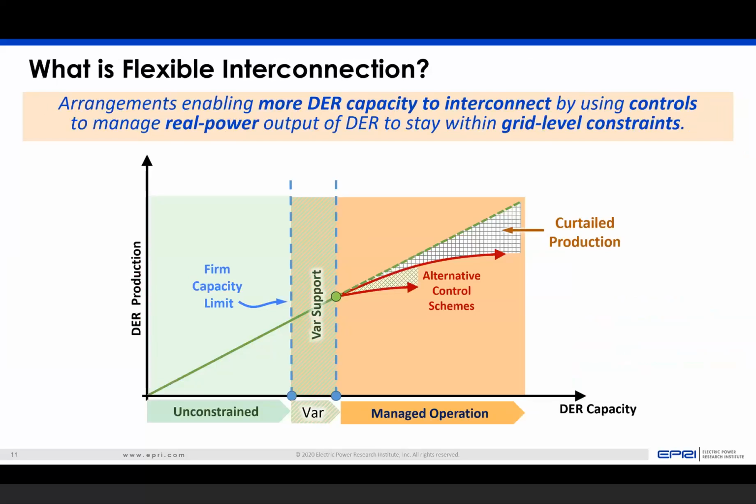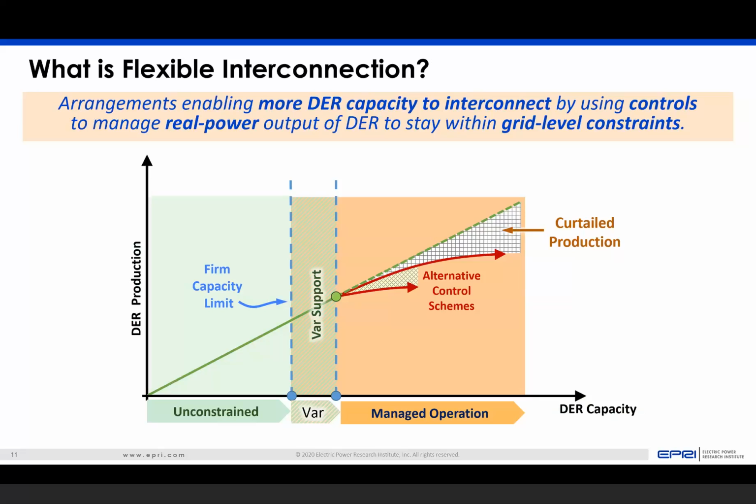So if we boil down what is flexible interconnection, it's really arrangements that enable more DER capacity to interconnect by using controls to manage the real power of DER and stay within those grid level constraints that are time varying. And this is an illustration I would like to show. So the x-axis shows growing amounts of DER capacity on the grid, and the y-axis is the amount of production from that DER. And so we typically operate in this left area, in this unconstrained paradigm to the left side of the firm capacity limits.